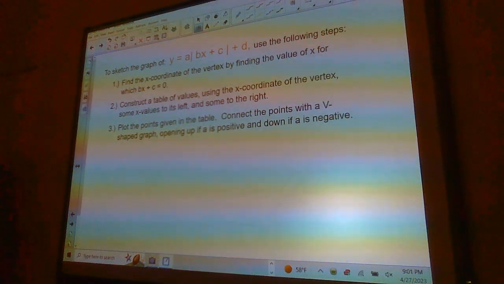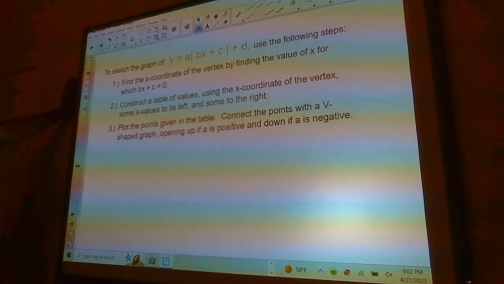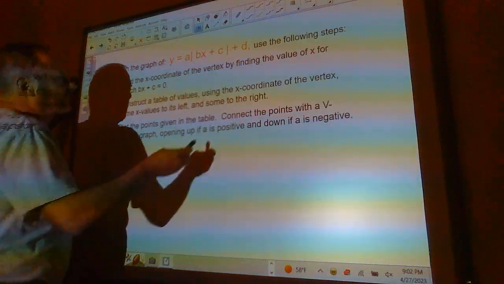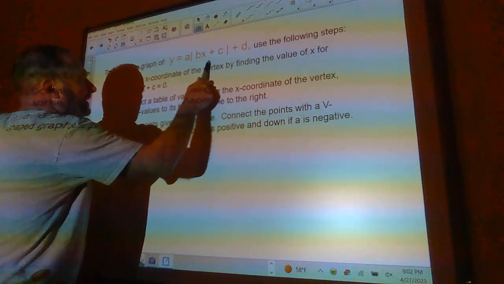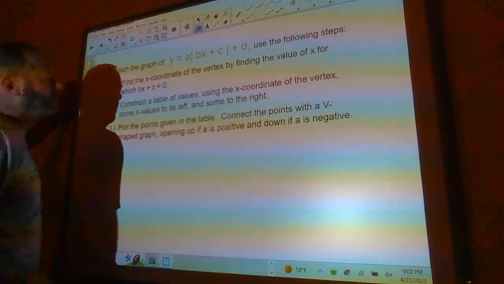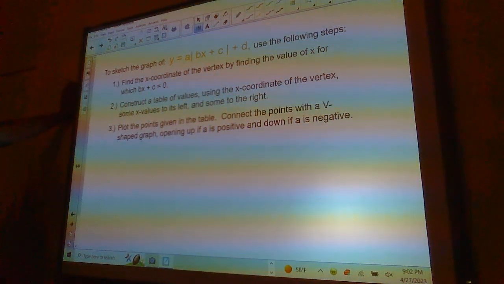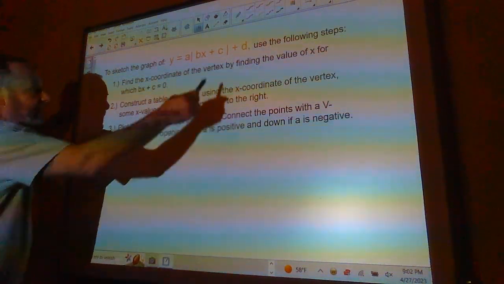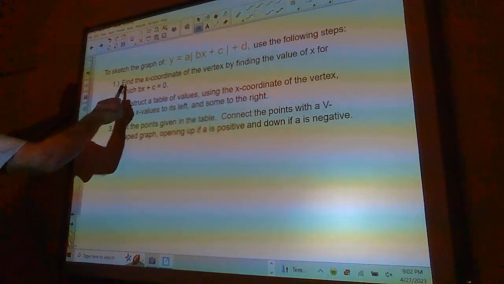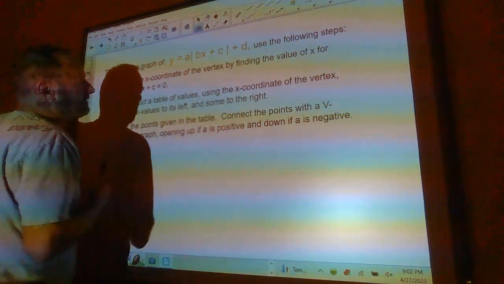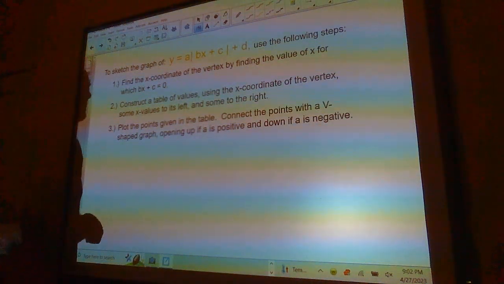Okay, the sketch of the graph y equals a times absolute value of bx plus c plus d. Use the following steps. Okay, so you can look at this thing. Remember I told you, you take this middle part right here inside the absolute value, set it equal to 0. You solve for x, and that's going to tell you the axis of symmetry. Then you're going to plug it back in here and figure out what the answer is. That's going to find the vertex. Okay, so find the x-coordinate of the vertex by finding the value of x for which bx plus c equals 0.